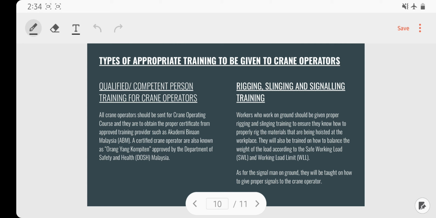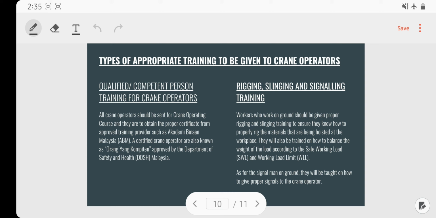Alright, next, these are the types of appropriate training to be given to crane operators. First of all, qualified and competent person training for crane operators. All crane operators should be sent for a crane operating course, and they are to obtain the proper certificate from approved training providers such as Academy Binaan Malaysia. This is training you have to undergo in order to understand how to operate a crane safely and properly.